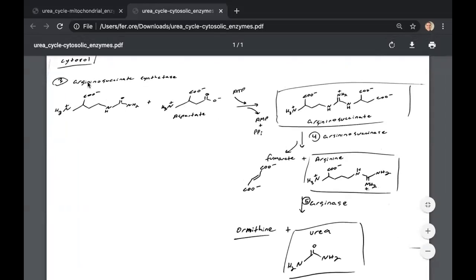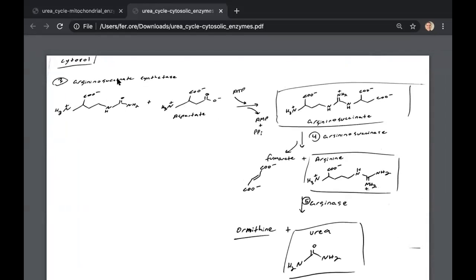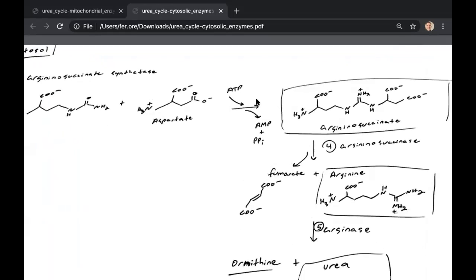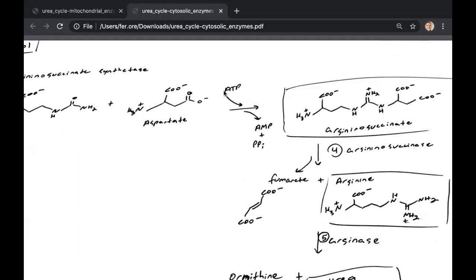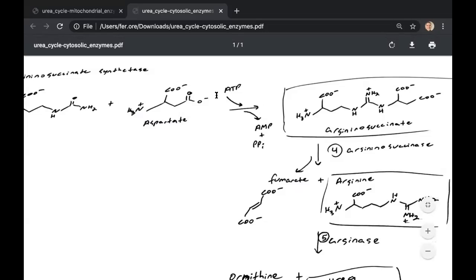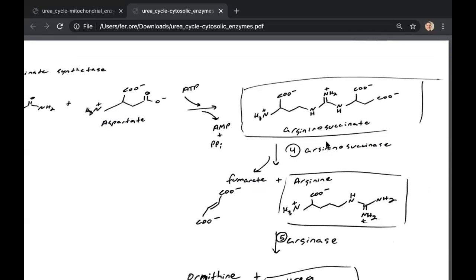to be mediated by enzyme 3, argininosuccinate synthetase. What's important to know here is that this enzyme is going to conjugate these molecules, and it's actually going to use ATP, but what it does with the ATP is interesting. Instead of hydrolyzing it to ADP, it actually hydrolyzes it to AMP, so adenosine monophosphate, and we kick out a pyrophosphate group. So this is equivalent to using essentially 2 ATPs. And so the product of this is going to be this argininosuccinate molecule.